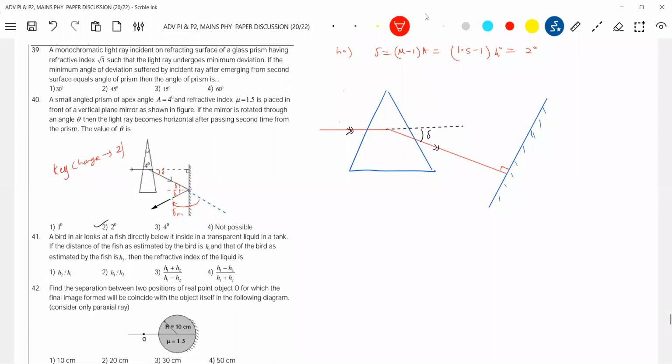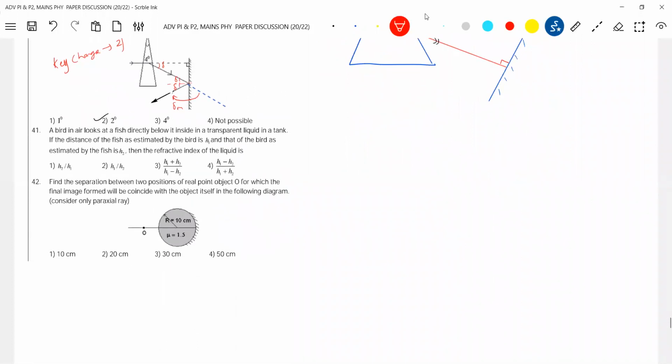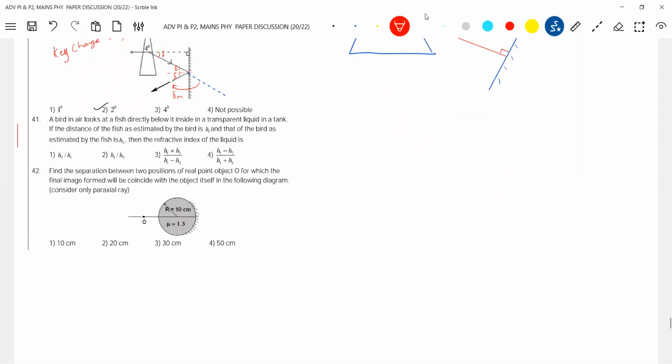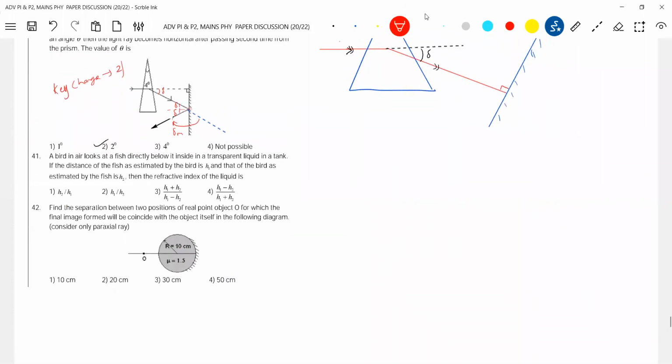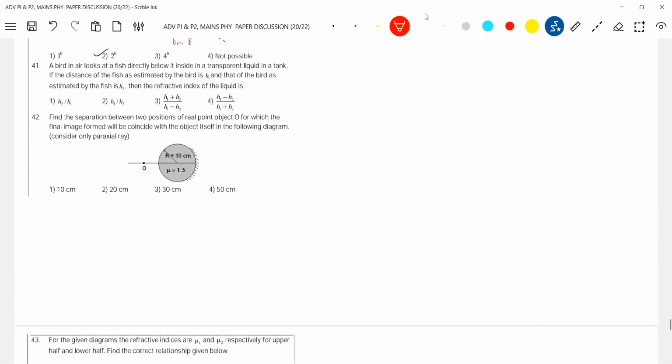Sir, in the 42nd question, it says real object, but we are getting virtual objects. We are getting plus 40 centimeters as the object, and the distance between the two objects as 40 centimeters, which is not even in the options. For the distance between two virtual objects I got 30 centimeters, but it is a virtual object. Find the separation between two positions of real point object O for which the image will coincide with the object itself in the following diagram. Question number 42.